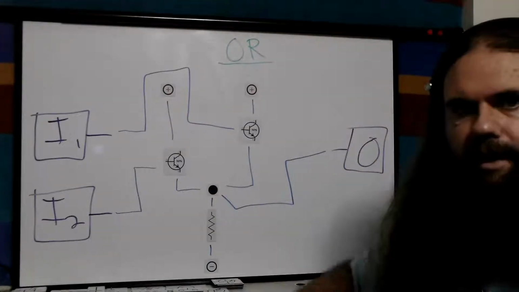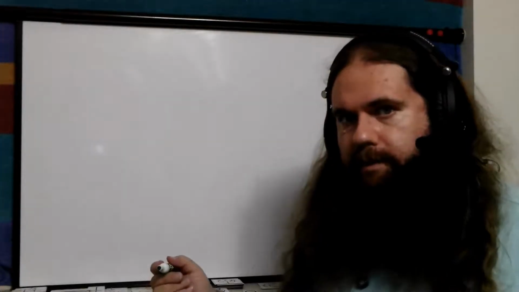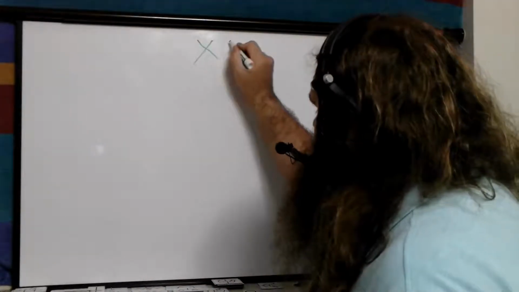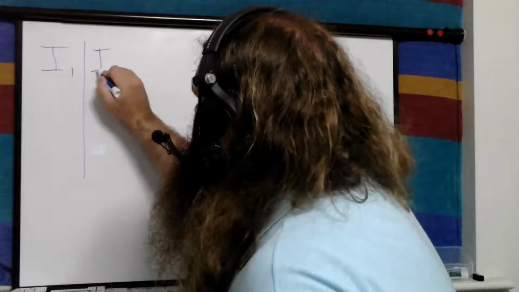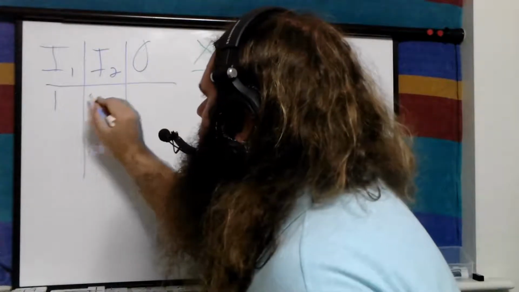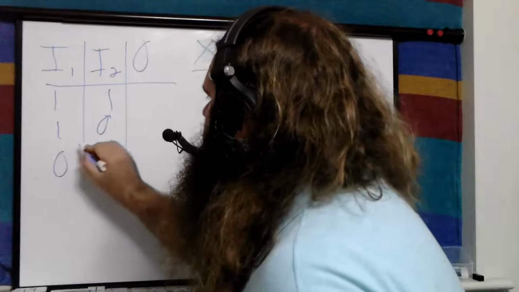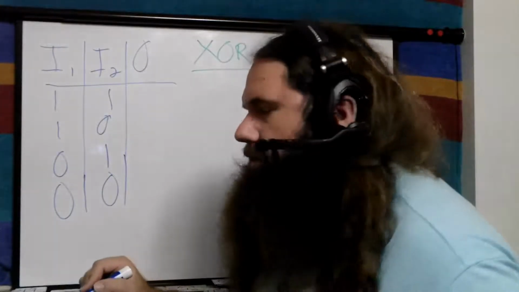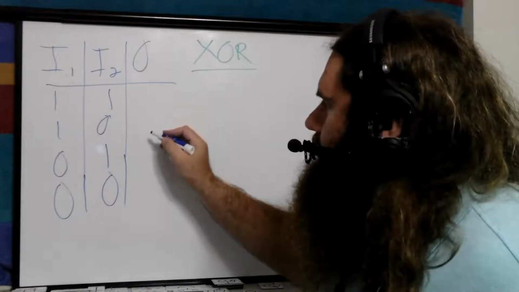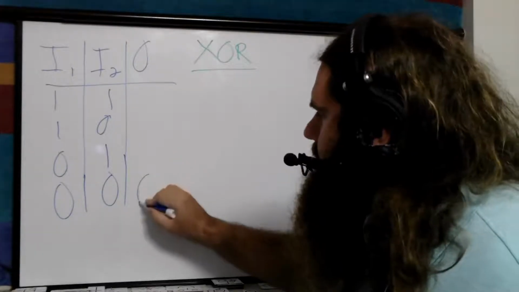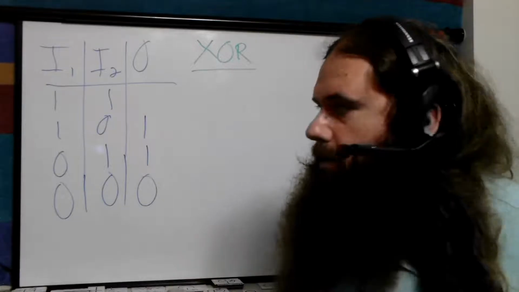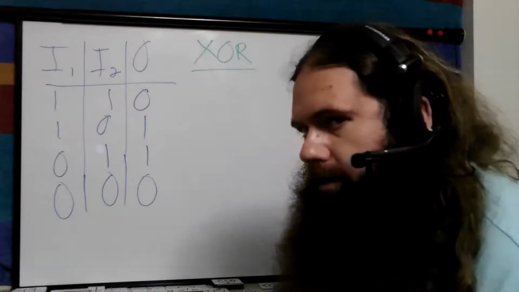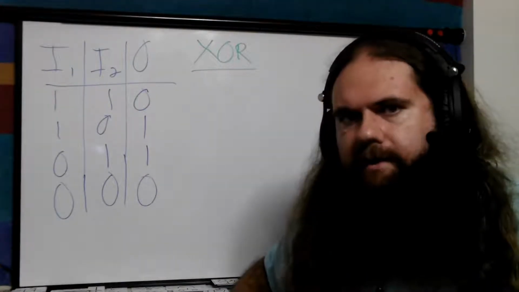Now, what about exclusive OR? Exclusive OR is usually abbreviated XOR, and its truth table is as follows. Input 1, input 2, output. So input 1 can be 1, 1, 0, 0, and input 2 can be 1, 0, 1, 0. I should really draw the lines after. So exclusive OR is the same as OR, except up here. It has to be one or the other, not both. That's the only difference. Now, I'm not going to show you a circuit for this because it's generally not useful.